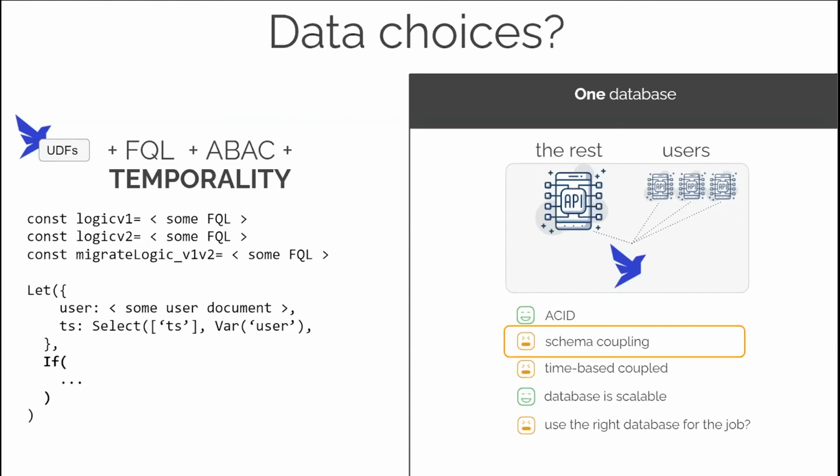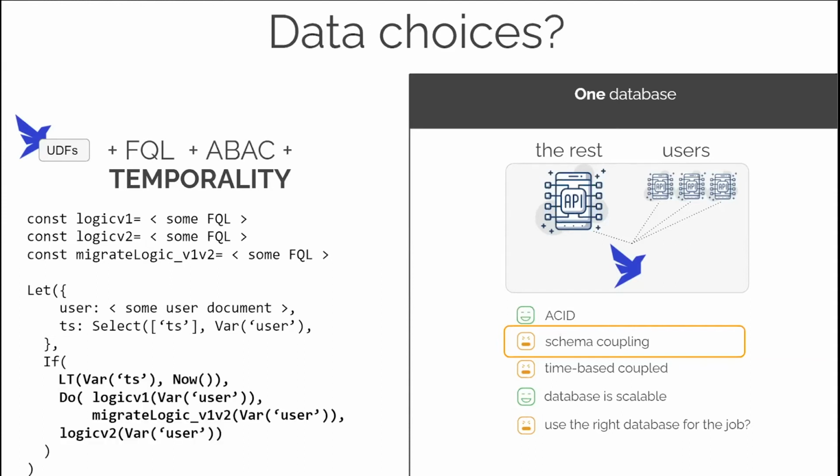And then the only thing we have to do, and this is where SQL is very strong, like conditional logic, we could say, if the timestamp is smaller than now, then we're going to execute logic v1. And immediately we're going to migrate the data, for example, because the logic for v2 requires a small change to the data.